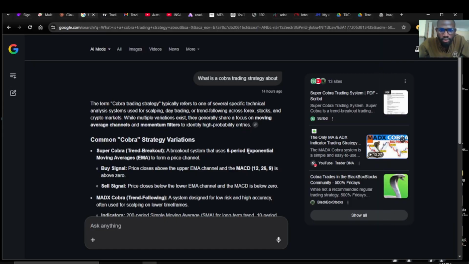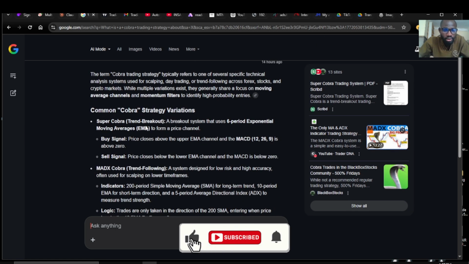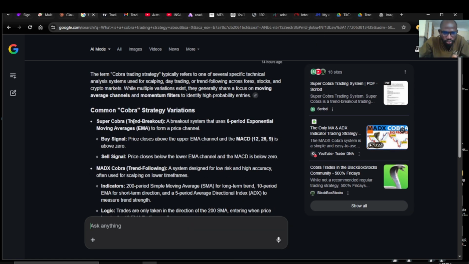Alright guys, so the first thing you need to do before proceeding into creating this trading robot is knowing what this strategy is all about. So from what I can understand here, it's a trend breakout strategy. You can see that it says a breakout system that uses 6-period exponential moving average, but then we are not using the moving average, we are making use of support and resistance. So we are combining support and resistance together with this strategy to ensure that it works.